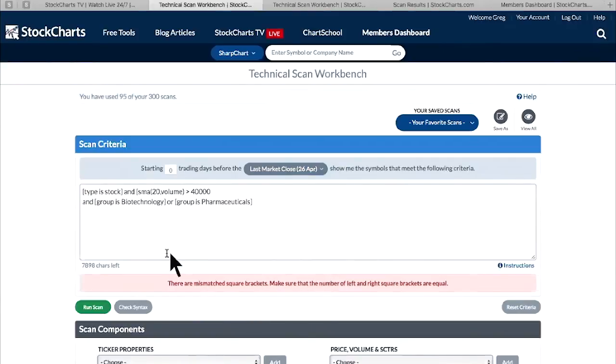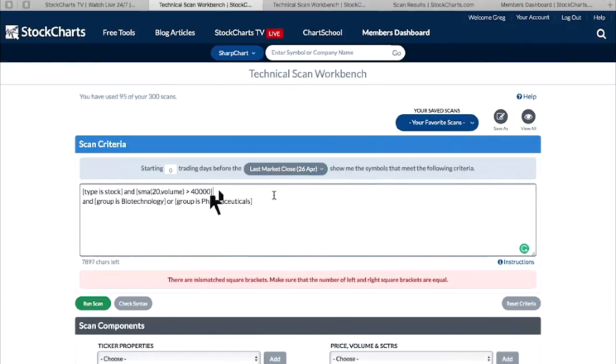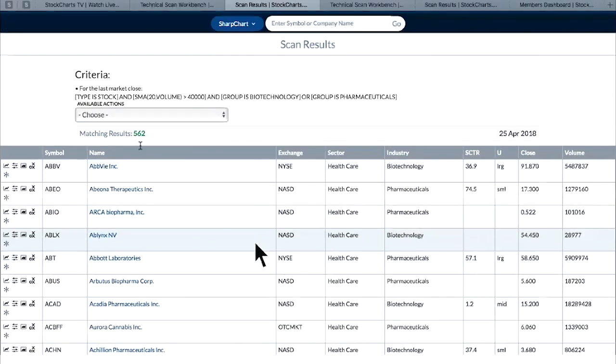Mismatched square brackets. Make sure the number are equal. Oh, I see. The one on the back of the volume. And so let's run that scan again. And what we see here is we've got 562.